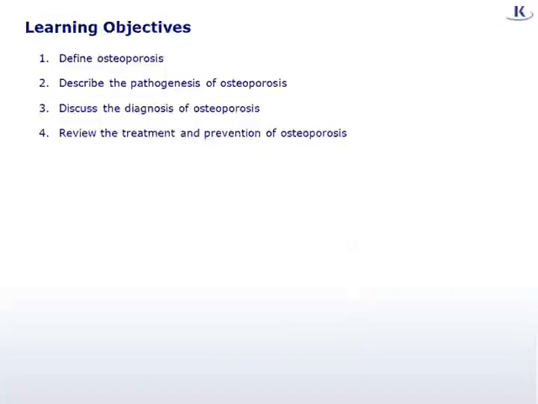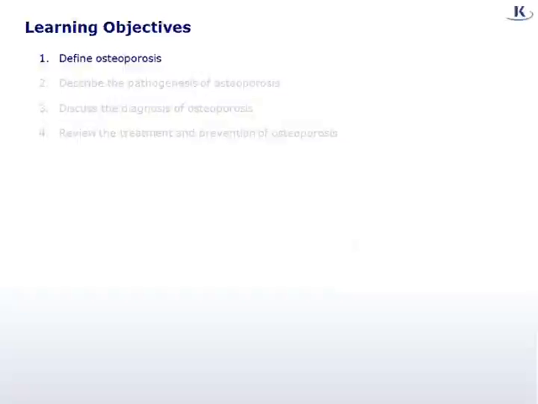This clinical correlate has 4 learning objectives. 1. Define osteoporosis. 2. Describe the pathogenesis of osteoporosis. 3. Discuss the diagnosis of osteoporosis. And 4. Review the treatment and prevention of osteoporosis. We will begin by defining osteoporosis as our first learning objective.